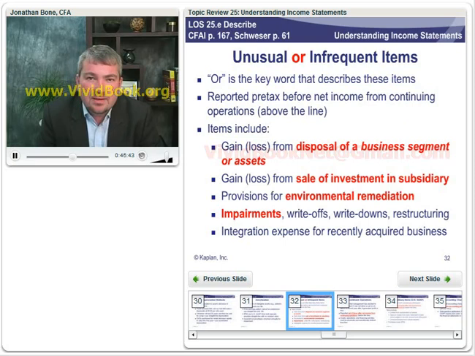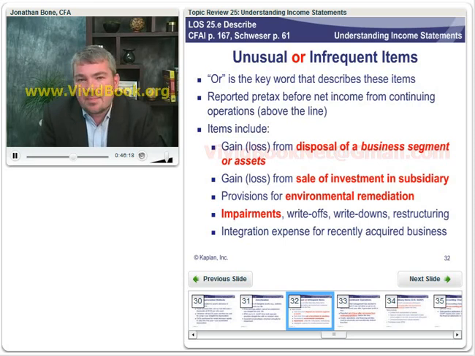So we might include the gain and loss when we dispose of a business segment or its assets. And of course all we're going to do is look at the proceeds when we sell the asset compared to the carrying value at the time of disposal, and the difference is the gain or loss. Likewise, we might look at the gain or loss when we sell the shares in a subsidiary. We've also got provision for environmental remediation. So if we've polluted the environment and we know we're going to be fined, that fine, that provision, the estimated fine, will be treated as an unusual or infrequent item.